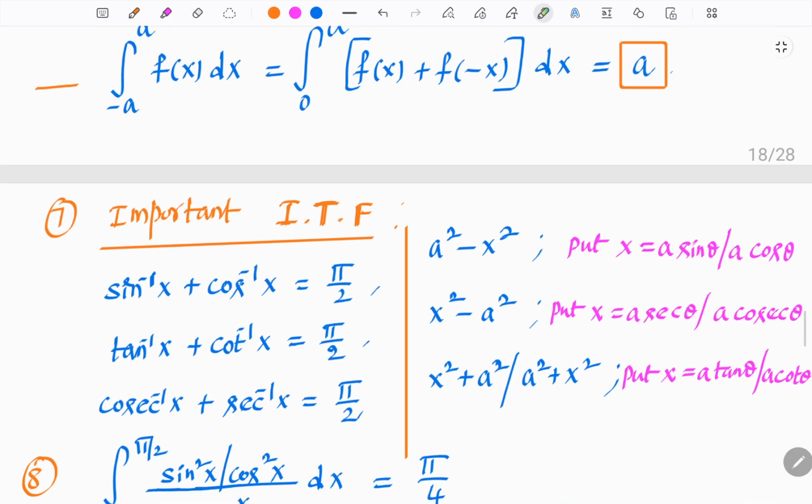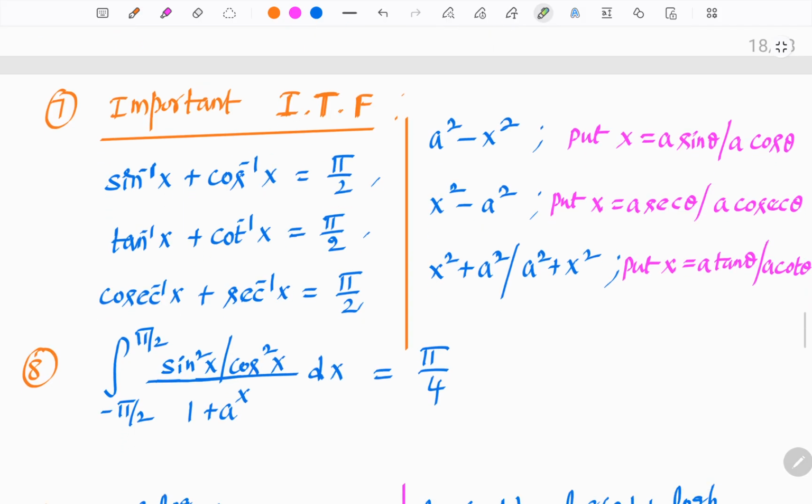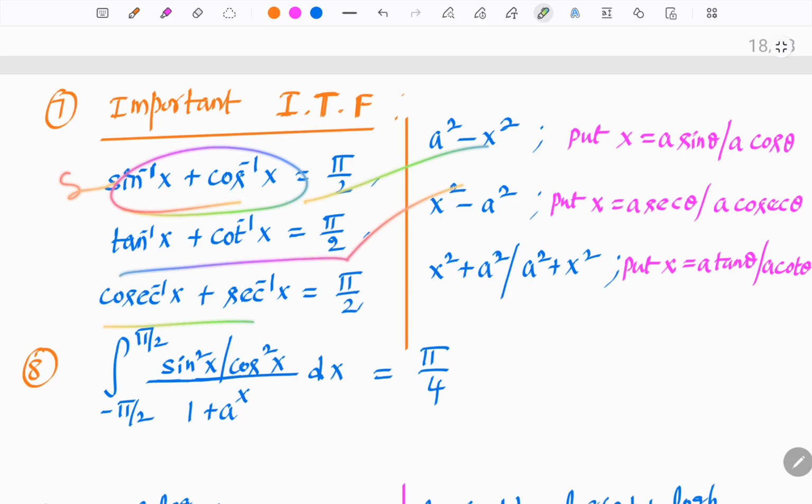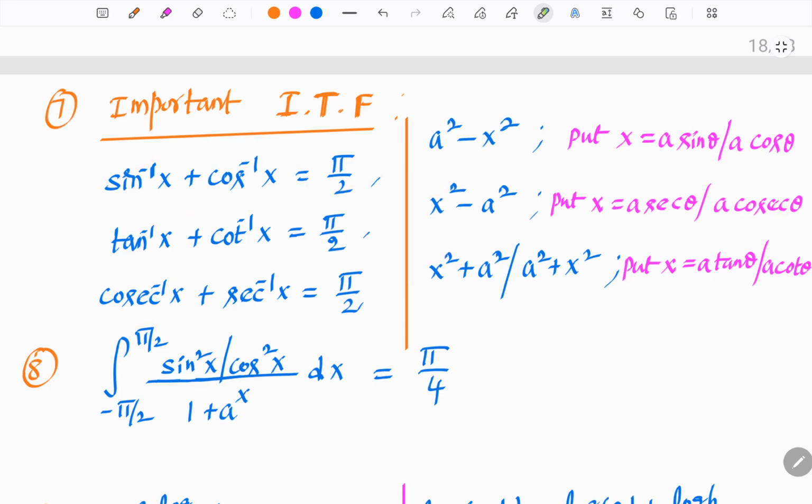Now a few important points about inverse trigonometric functions you should remember. If you want to solve a few definite or indefinite integral questions, you should remember all these properties, otherwise you can't solve them. Sin inverse x plus cos inverse x, we know, right? Like sin square plus cos square x equals 1. Sin inverse x plus cos inverse x is pi by 2, tan inverse x plus cot inverse x is pi by 2, cosecant inverse plus secant inverse is pi by 2.